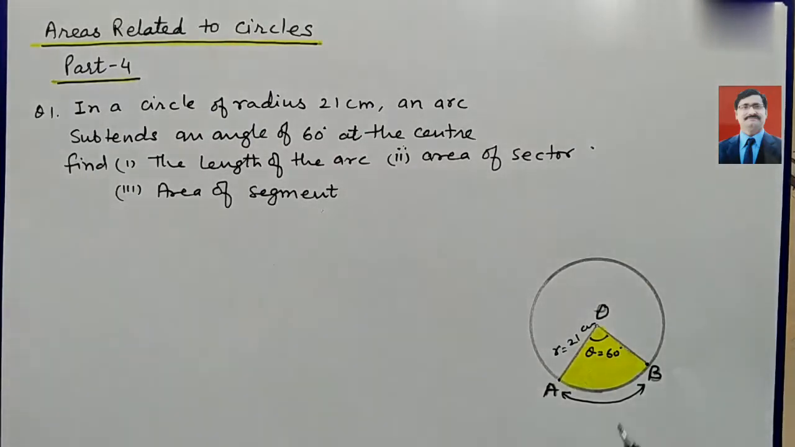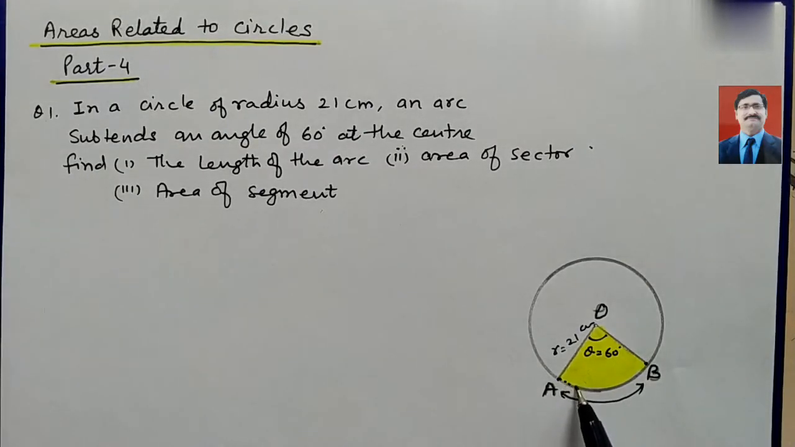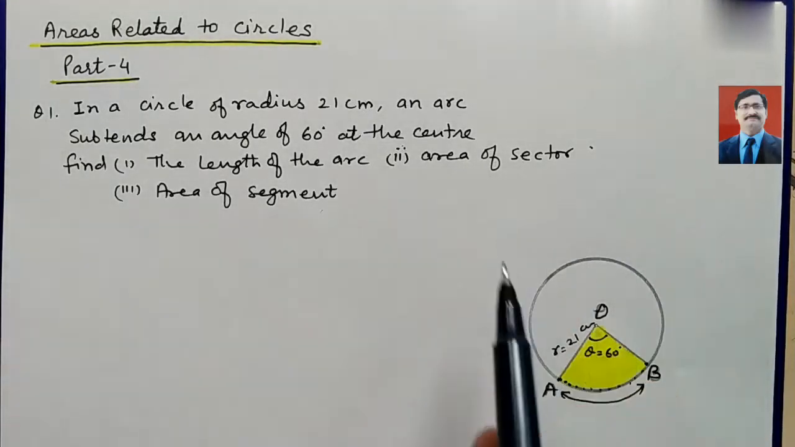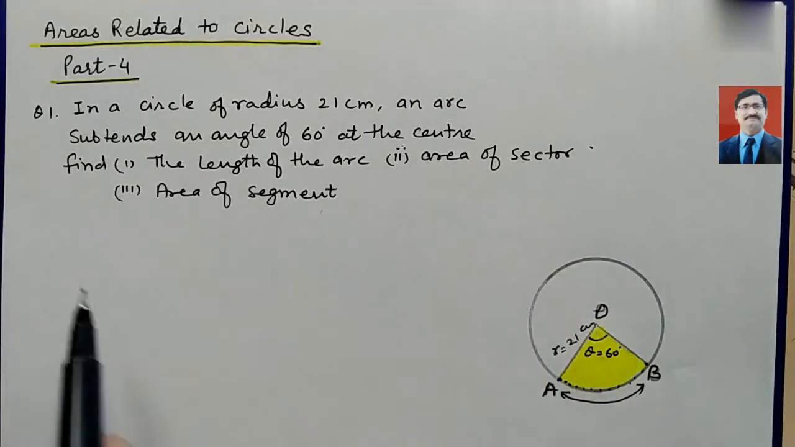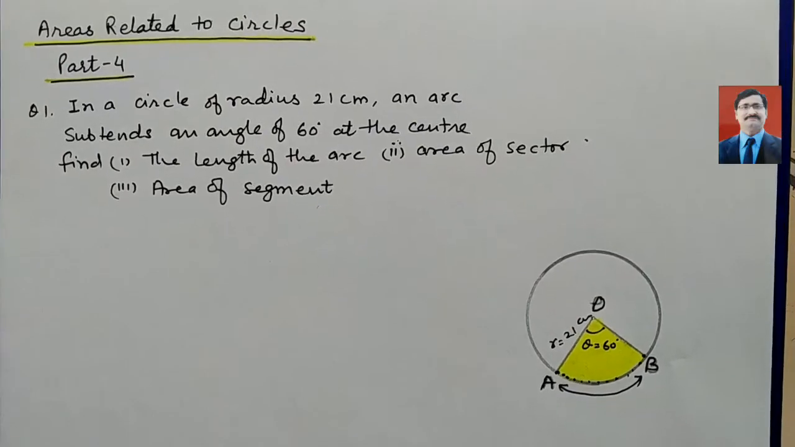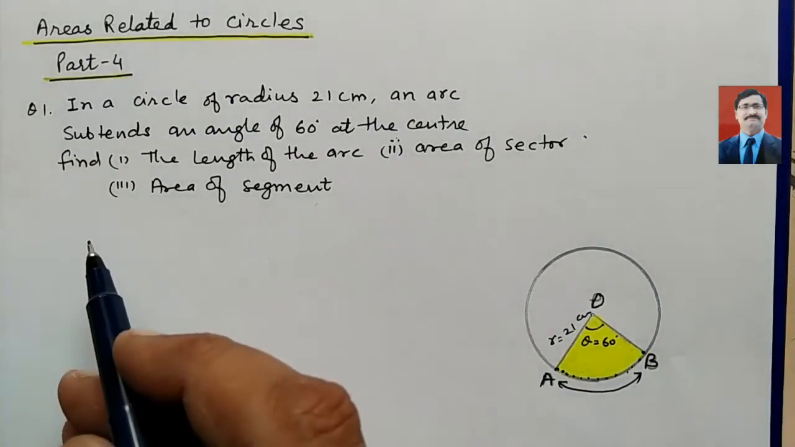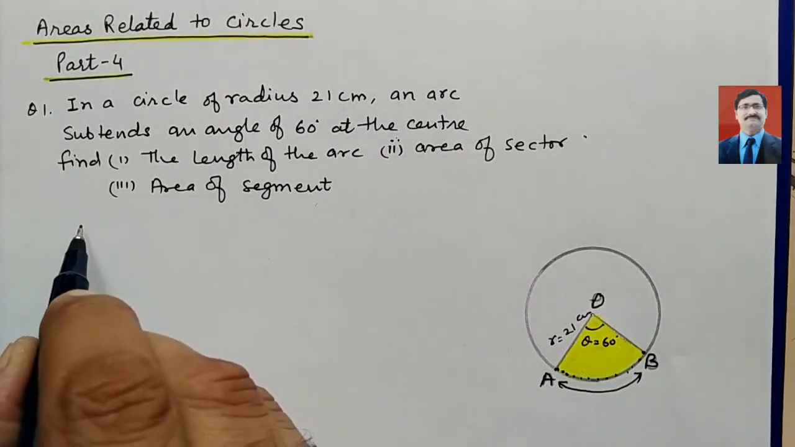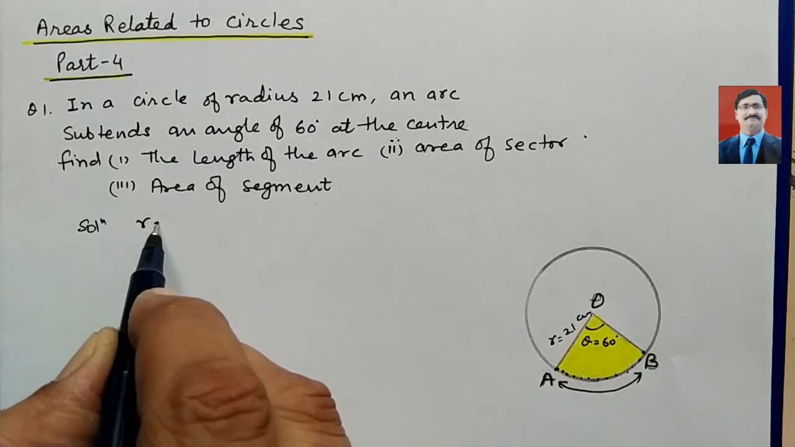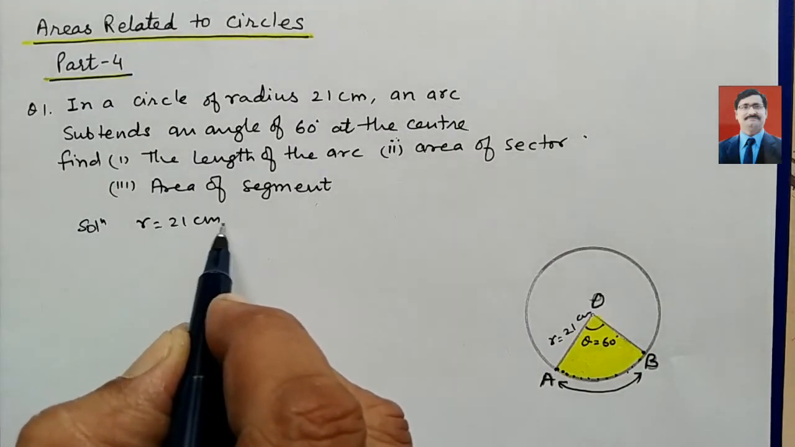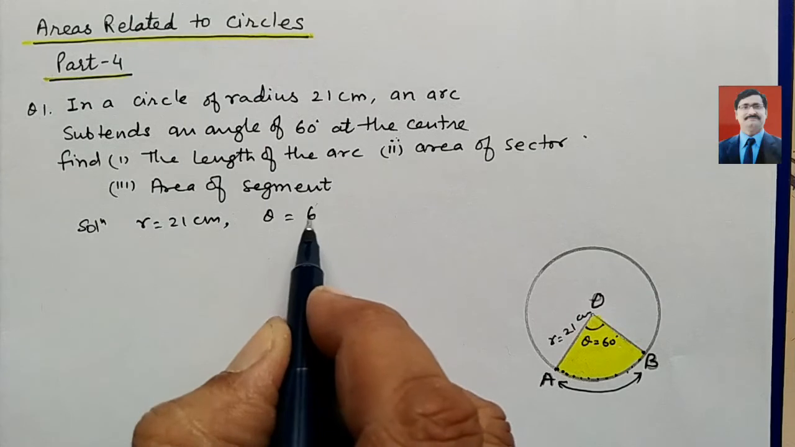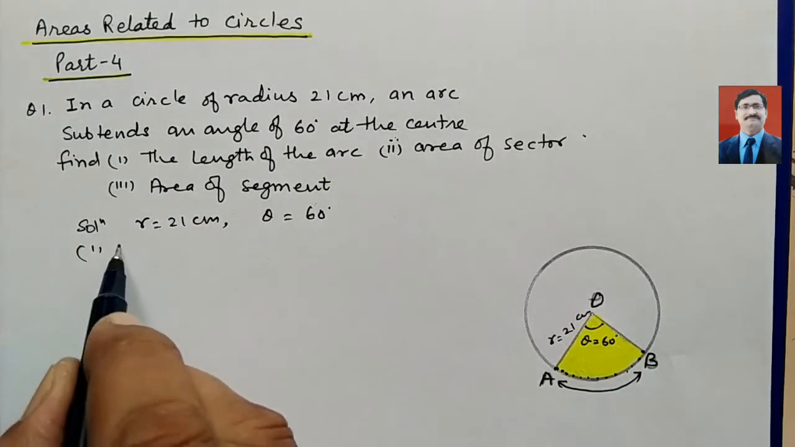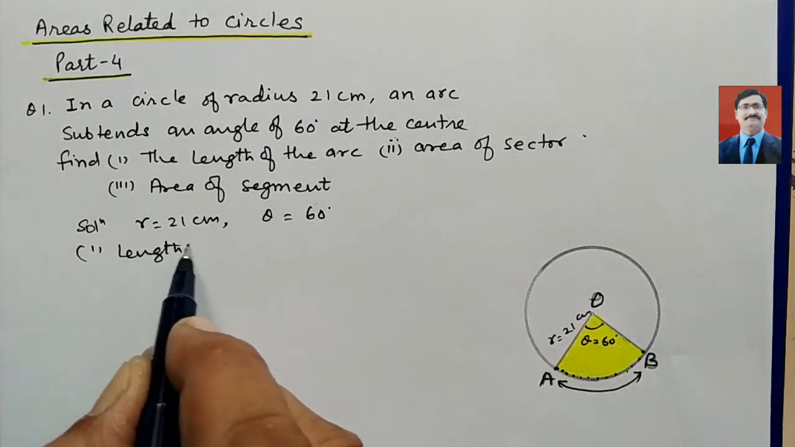Now length of arc means we have to find the length of arc AB, second is area of sector, this sector area we can find, and area of segment. So first we can write R equal to 21 centimeter and theta equal to 60 degree. First question is length of arc.